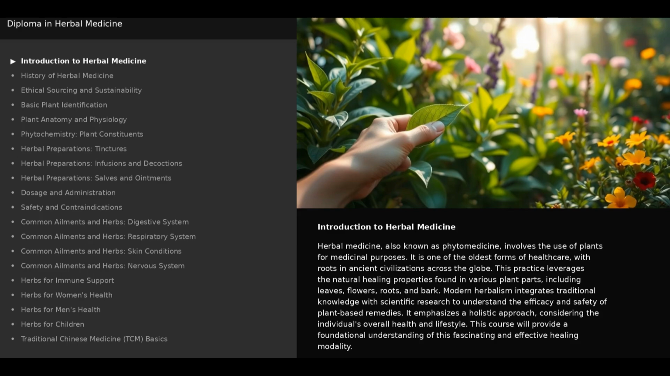It emphasizes a holistic approach, considering the individual's overall health and lifestyle. This course will provide a foundational understanding of this fascinating and effective healing modality.